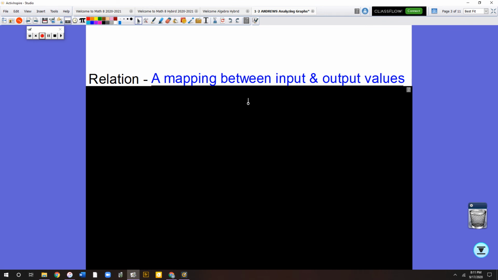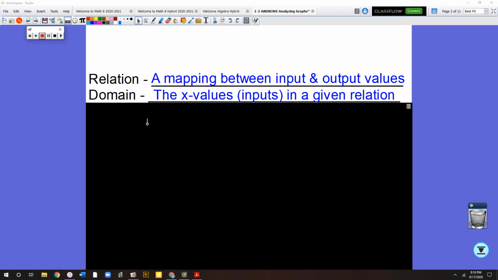is a mapping between input and output values. The domain is the x values or inputs in a given relation. Now, they could be x values in a coordinate pair. The domain could be x values in an input-output table. The domain could be the x-axis. Anything we associate with x values would be the domain. Domain is related to your independent variable.